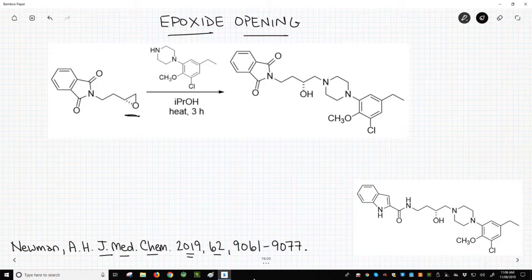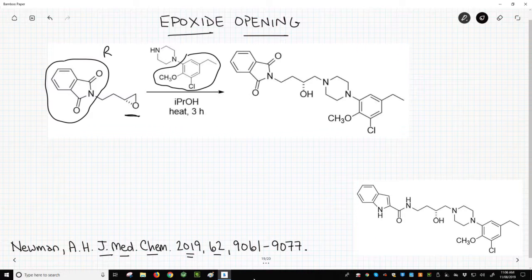Before starting the mechanism, I'll suggest that we abbreviate these bigger rings as R and R prime groups to streamline our pictures. Okay, our nucleophile is a cyclic amine. This kind of ring with two nitrogens is called a piperazine ring. The nitrogen on the ring is a good nucleophile, good enough to do an SN2 reaction and good enough to open an epoxide.